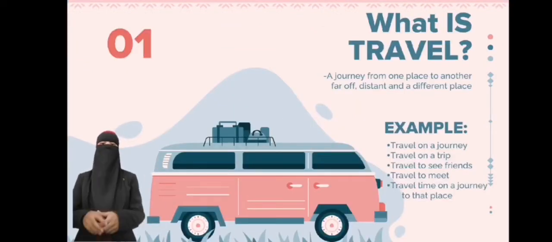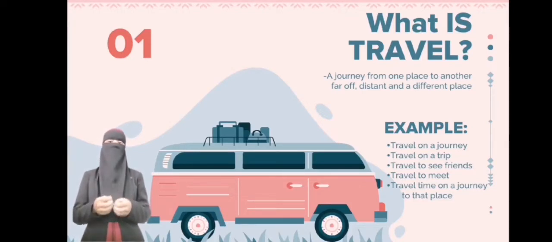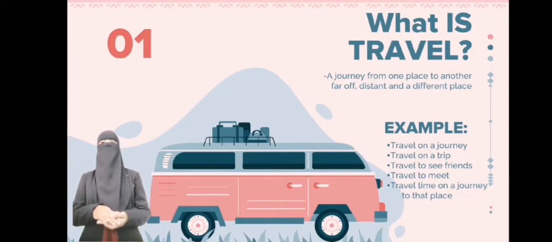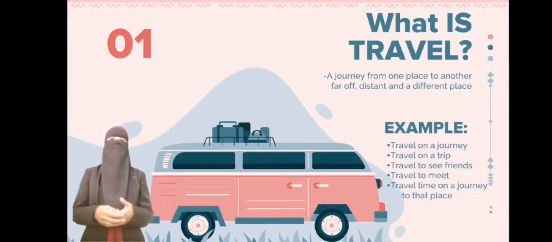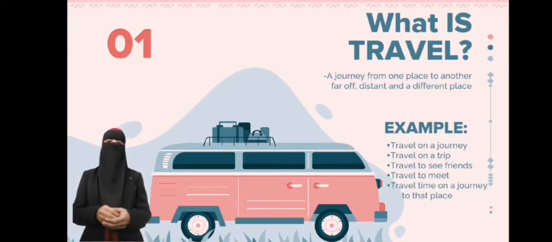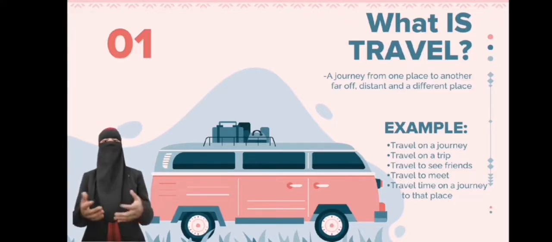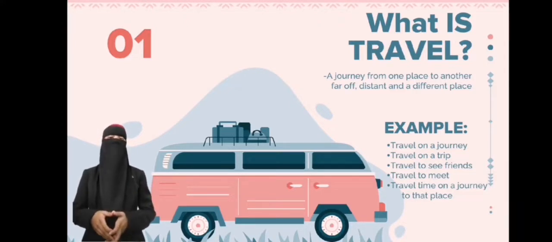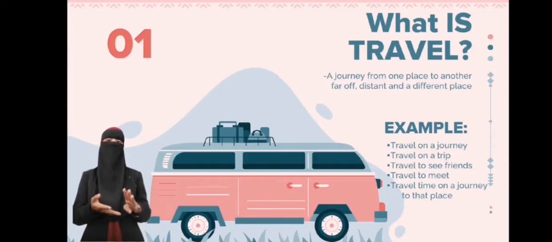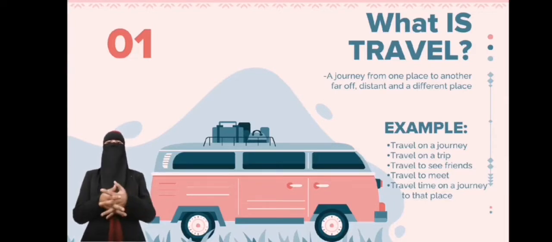Actually, what is travel? Before going further and deeper, let me tell you the simple definition of travel. Travel simply means the action of going from one place to another. When you're moving towards anywhere, it is referred to as travel. It is the act of traveling or moving. Being an action, it also involves a way, which means how you travel. This can be either by foot or using some means of transportation like bicycle, car, bus, train, plane, ship, and others. There are a lot of examples of travel, like travel on a journey, travel on a trip, travel to see friends, travel to meet, travel time on the journey to that place.